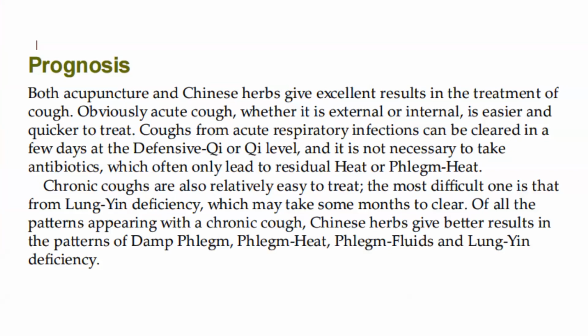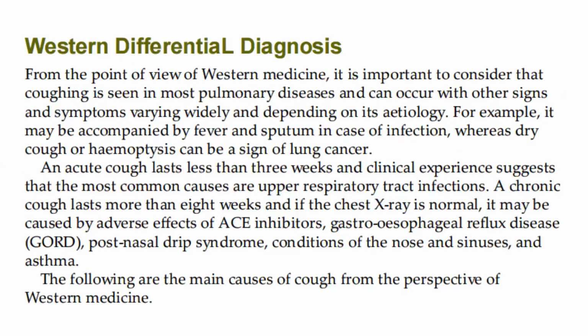Chronic coughs are also relatively easy to treat. The most difficult one is that from lung insufficiency, which may take some months to clear. Of all the patterns appearing with a chronic cough, Chinese herbs give better results in the patterns of damp phlegm, phlegm heat, phlegm fluids, and lung insufficiency.